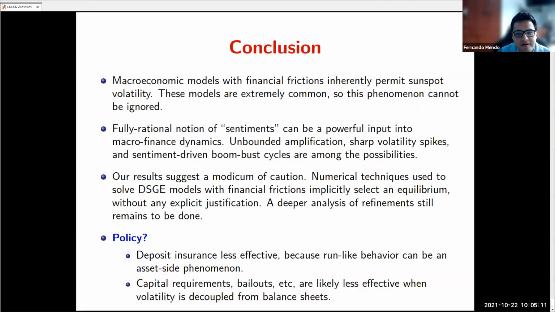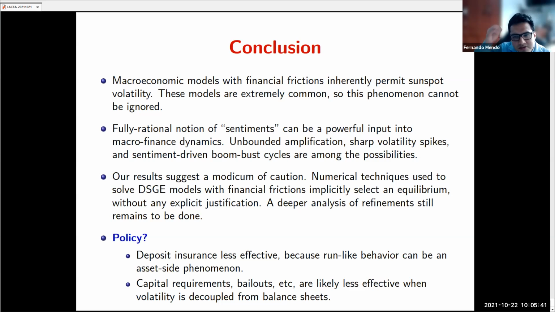We have shown that macroeconomic models with enough friction inherently permit this sunspot volatility. This kind of model is extremely common, so we shouldn't be ignoring this phenomenon. We provide a fully rational notion of sentiments and show that it's powerful, in the sense that we can basically take these models as they are, just with a different solution concept, much closer to the data in terms of generating unbounded amplification, sharp volatility spikes, and boom and bust cycles.